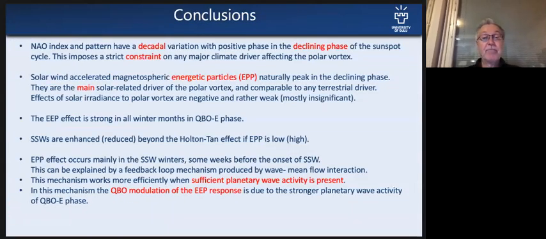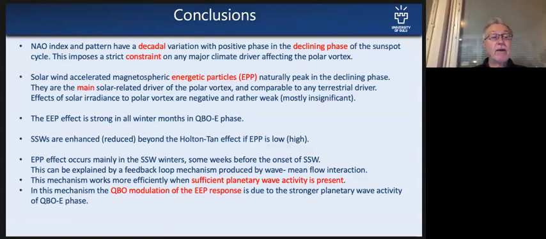Okay, finally the conclusions. The NAO index and NAO pattern have a decadal variation, which has been actually quite hidden so far, which has a positive phase in the declining phase of the sunspot cycle. This imposes a strict constraint on any major climate driver aiming to affect the polar vortex.